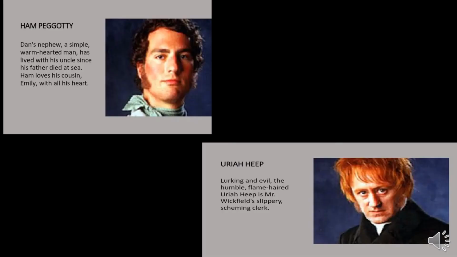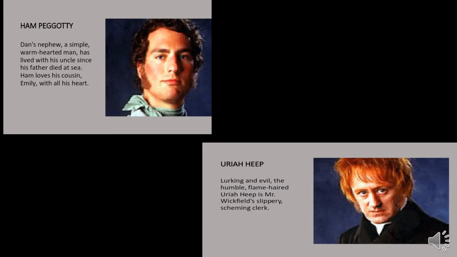Ham Peggotty. Ham is a simple, warm-hearted man. He is Mr. Peggotty's nephew. He has lived with his uncle since his father died at sea. Ham loves his cousin Emily with all his heart, but unluckily, Emily betrayed him and ran away with Steerforth, David's friend.